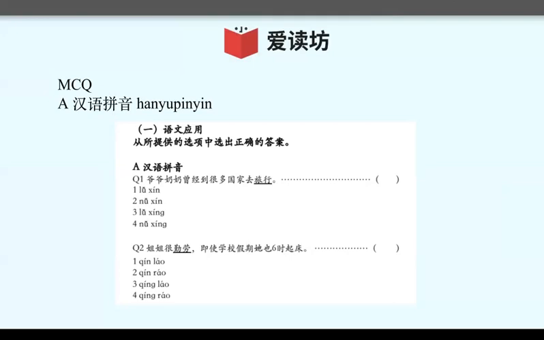Usually the question will request students to tell the difference between N or NG, like 勤劳. Question 2 is 勤劳 and 勤劳. The second option reads as 勤劳. The third reads as 勤劳, and the fourth reads as 勤劳.